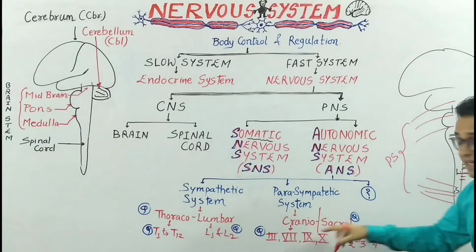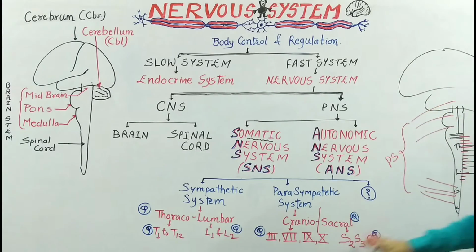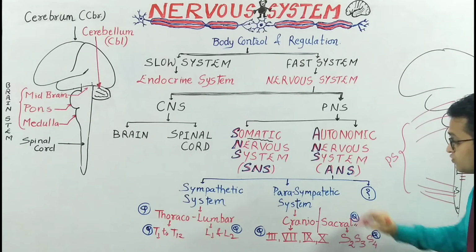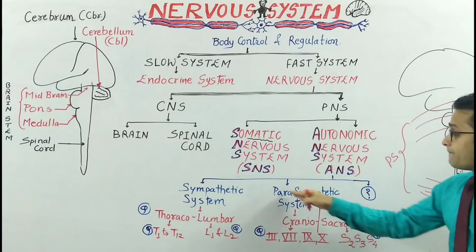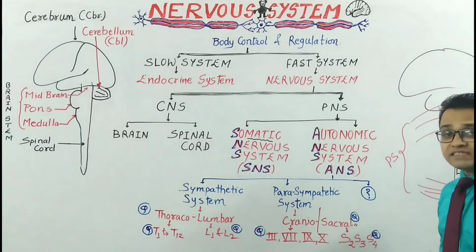Can you break the name? Cranio means the fibers are arising from the cranium, and sacral means the fibers are arising from the sacrum. So this is another MCQ. The parasympathetic system is para in position to the sympathetic system, meaning cranio and sacral.